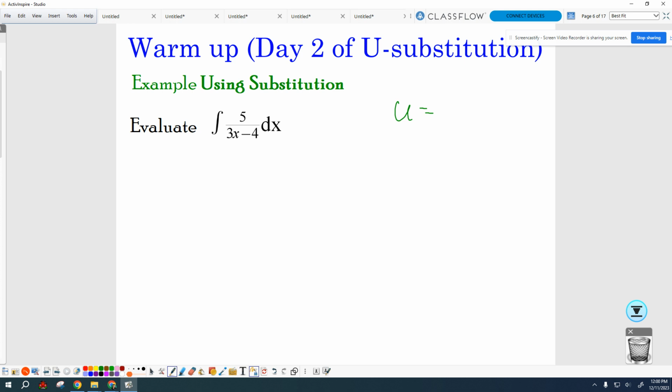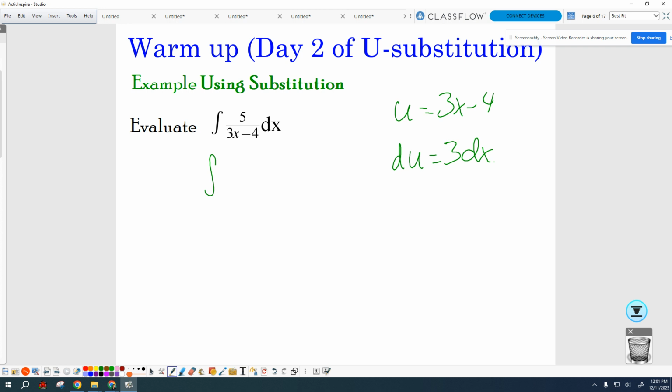Ellie, suggestion on what to choose as a U value for this? Probably the thing in the denominator. Good idea. So Kai, what is du? 3. Yeah, not 3, yes, 3 dx.